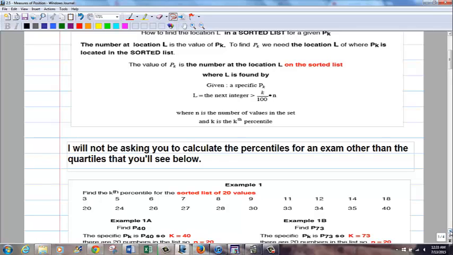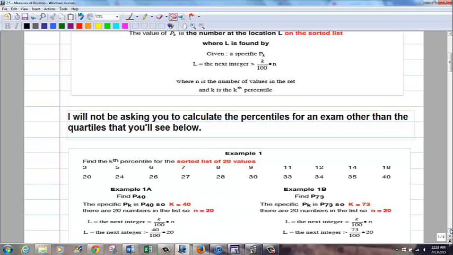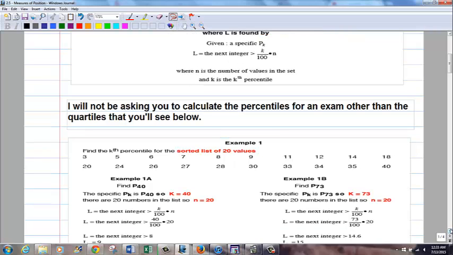Well, what you do is you sort the data, you take your percentile value and you multiply it by n, the number of values in your data set. And then you go to the L. This value L tells you the next integer past that number. I'll show you what L is in a minute. L doesn't mean that's your percentile value. It's actually the number in the list.